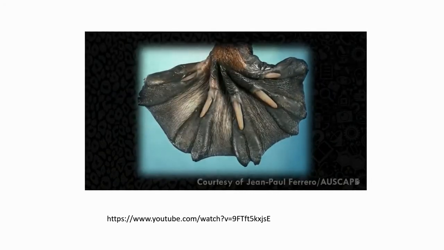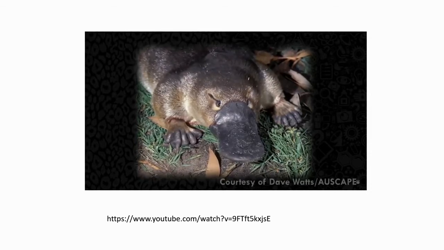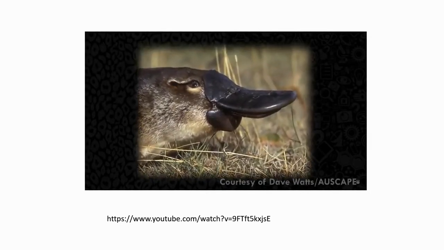The eggs come out of their cloaca, just like birds, and they have webbed feet and a bill, just like birds. And they walk on land with their legs on the side of their bodies, just like freaking reptiles. But they produce milk, have hair, and a neocortex in their brain, just like mammals.